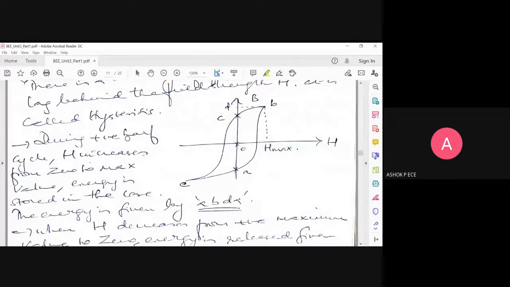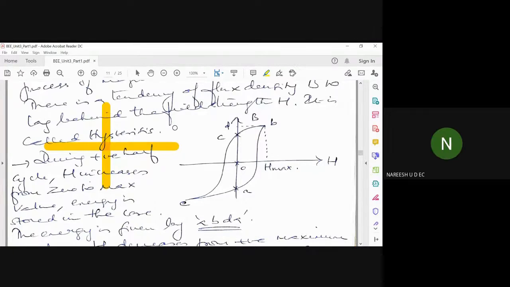Any doubt you have? Yes. Any doubts? Sir, can you explain this figure one more time, sir?